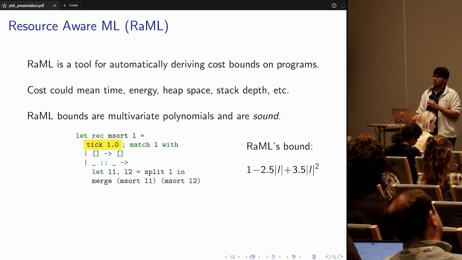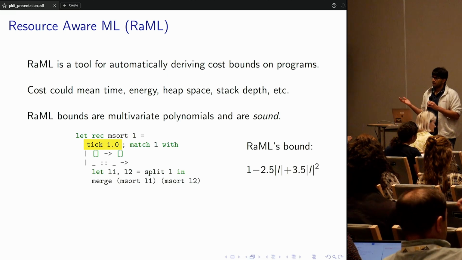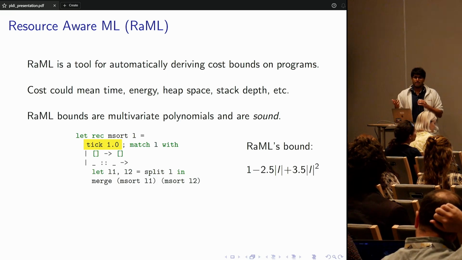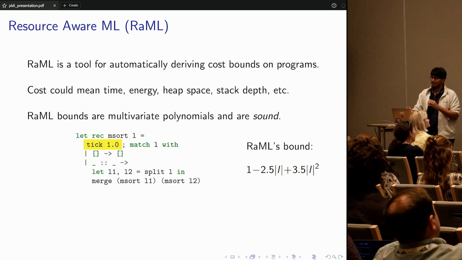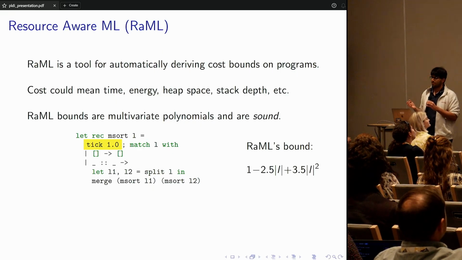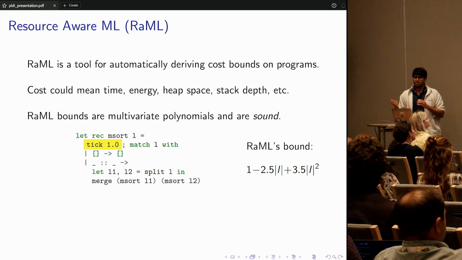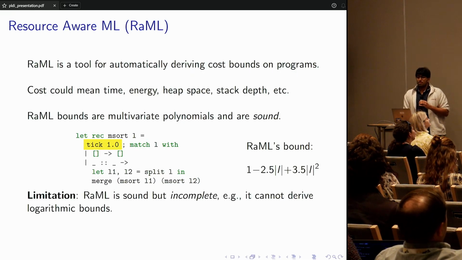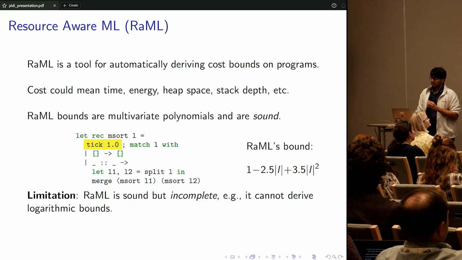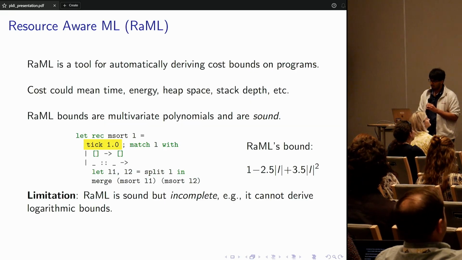So let's say the user is interested in bounding the number of function calls performed by mergesort. They would annotate the program with the tick cost annotation construct, which would be incremented whenever you enter the body of mergesort. If you ask RAML for a bound on this program, it'll give you a concrete quadratic polynomial, which is sound but is noticeably loose. And this is kind of unavoidable because RAML is incapable of expressing logarithmic bounds. That is, it is sound but incomplete.